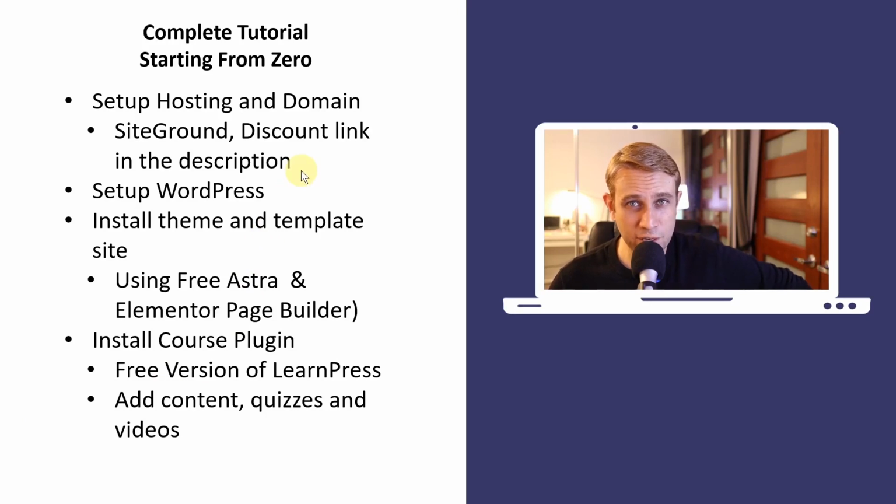Now, this tutorial does start completely from scratch, so it is a bit longer, but I have divided the video into sections using the timeline, so feel free to jump around to the sections that interest you. Basically, we start with our hosting and our domain, then we set up WordPress, then we install our theme and template. So we're going to be using the free version of Astra and the free version of the Elementor page builder. Then we install our course plugin. We're going to be using the free version of LearnPress. Then we add our content, our quizzes and videos, and do a little bit more customization. So that's basically the overview.